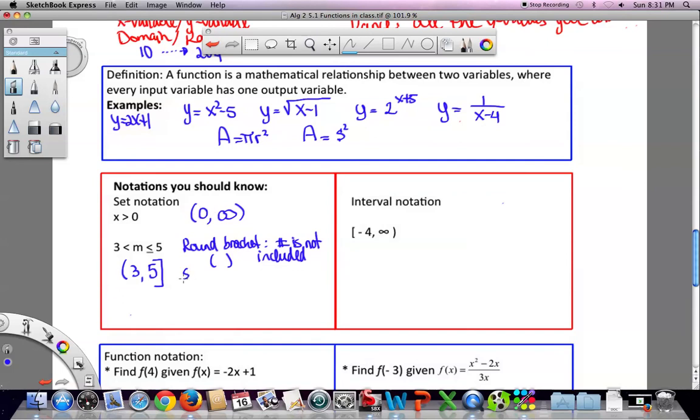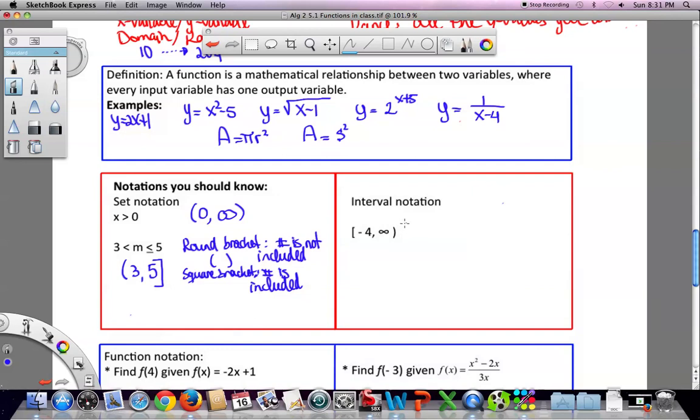Whereas a square bracket means that the number is included. So the number that's either in front or behind the square bracket, the number is included. And I guess I should say is included in the solution set. So if you think back to systems of equations, we had solutions. Okay, so here, 5 really is the first number that is less than or equal to 5, because it's equal to 5, and that's okay.